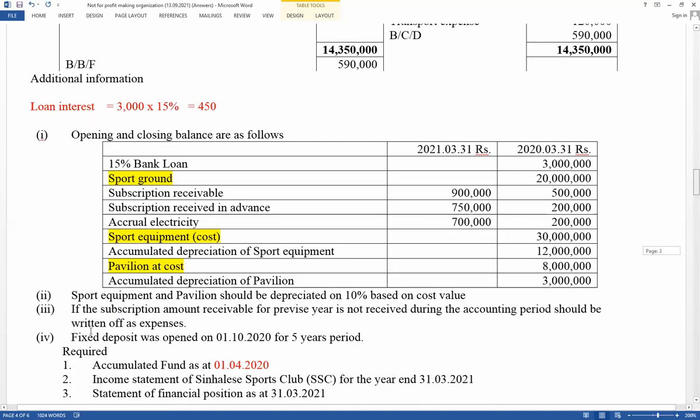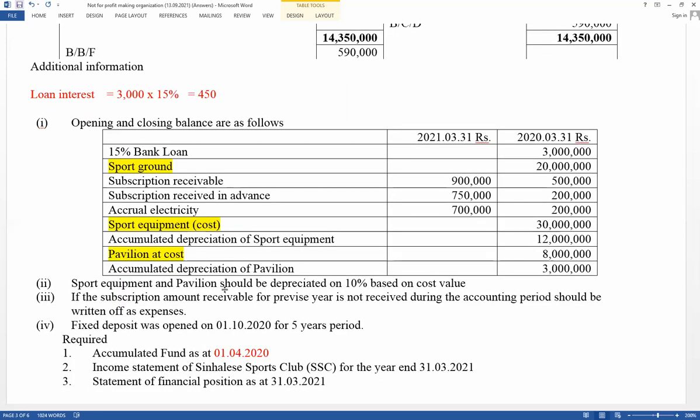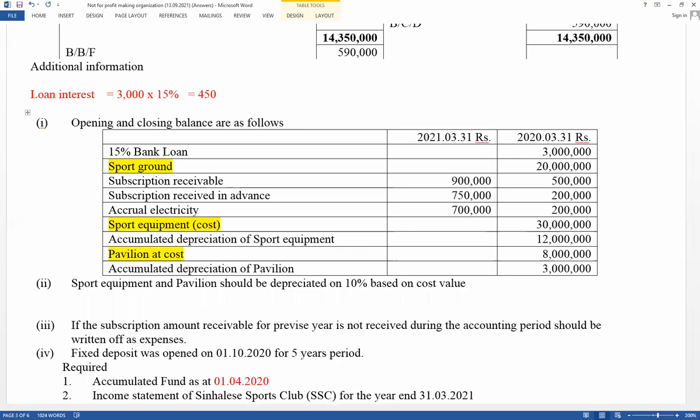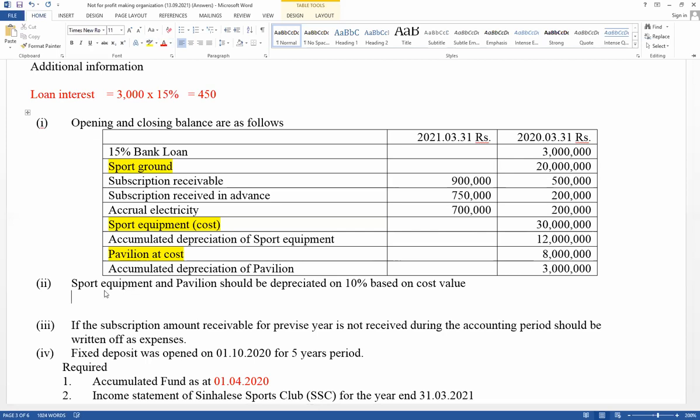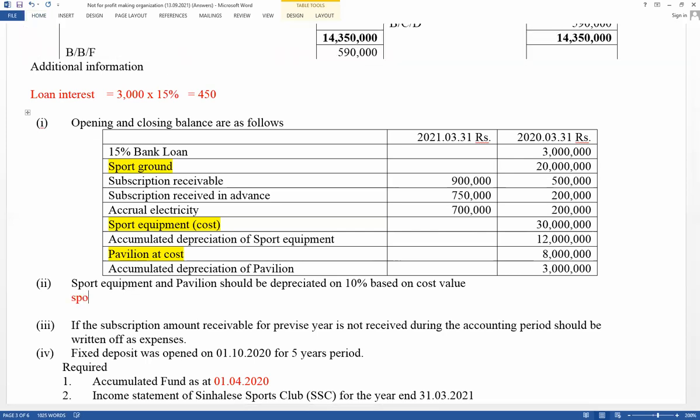At the same time, think about additional second one also. Additional second one, it has given sport equipment and pavilion should be depreciated 10% based on cost value. Sport equipment cost value 30,000 and pavilion cost value equal 8,000. As well as given accumulated depreciation opening balance also. Right, first one try to calculate sport equipment depreciation.